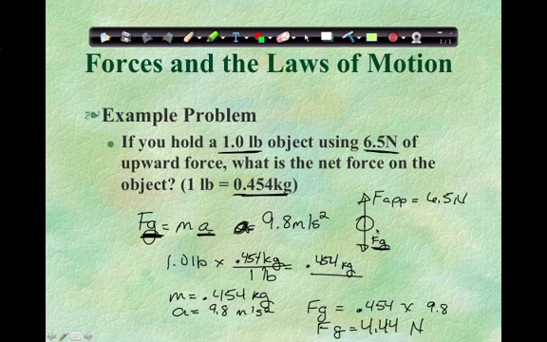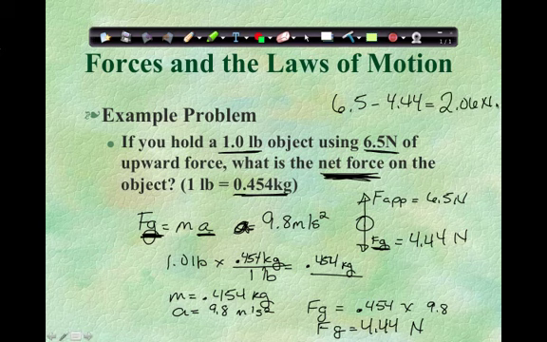Newtons. Okay, so the reason we're doing this is because it wants to know what the net force is. So anytime that we're looking for net force, we need to figure out what all the forces that are acting on this object are. So we know that the force due to gravity is equal to 4.44 newtons. We know that the force going up is this, and because they're going in opposite directions, you're going to subtract. So 6.5 minus 4.44 is 2.06. So that is the net force acting on this object.